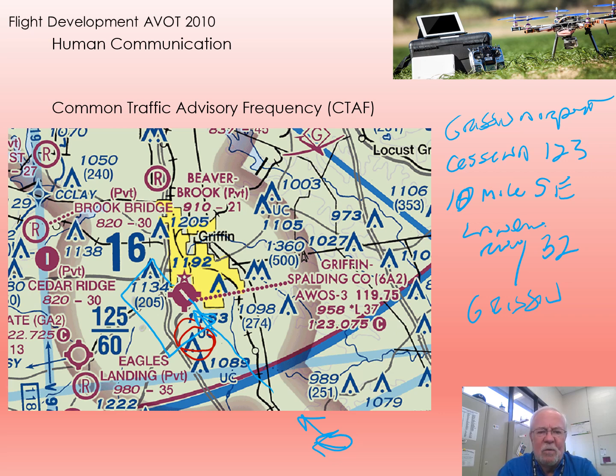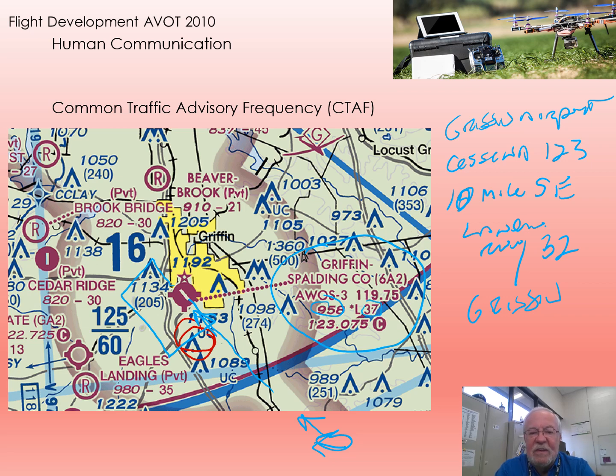Common traffic advisory. Oh, how do you know? This is the big question here: how do you know what frequency to listen to? It's a magenta airport, so we look over here and we see this little block here. Griffin, Spalding County Airport. AWOS is the weather, 1975. 958 is the airport elevation. The length of its left-hand traffic pattern is the length of the longest runway, 3,700 feet.